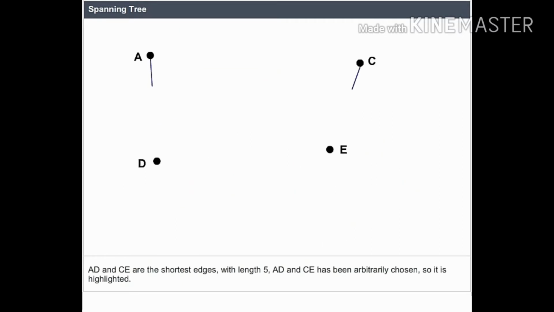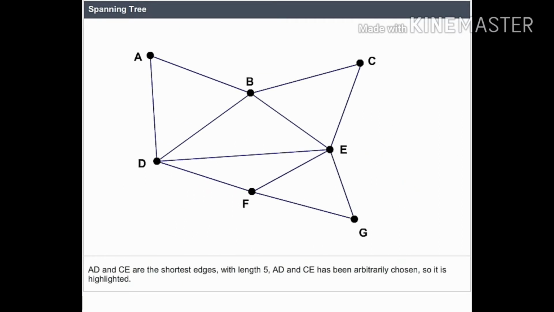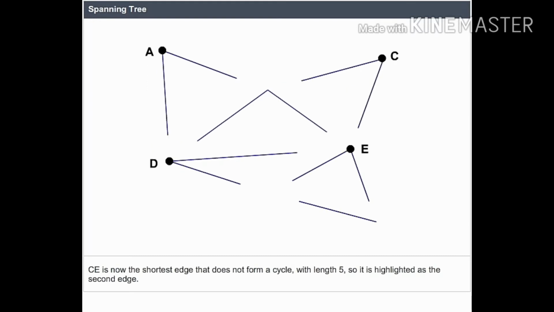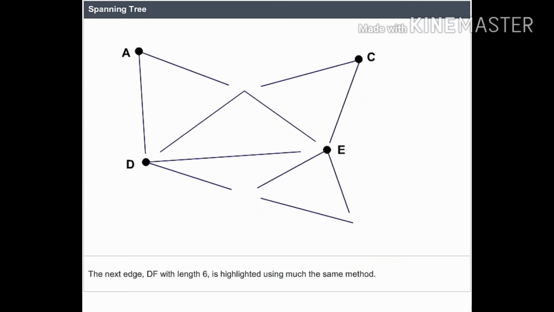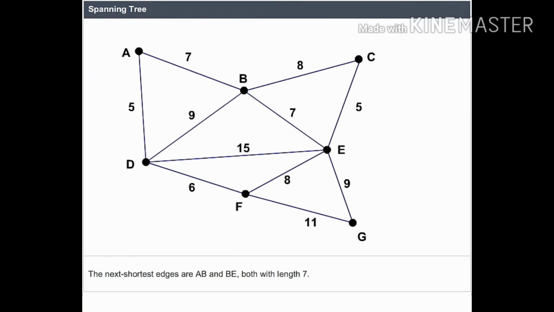AD and CE are the shortest edges with length 5. AD has been arbitrarily chosen, so it is highlighted. CE is now the shortest edge that does not form a cycle with length 5, so it is highlighted as the second edge. The next edge, DF, with length 6 is highlighted using much the same method. The next shortest edges are AB and BE, both with length 7. AB is chosen arbitrarily and is highlighted.